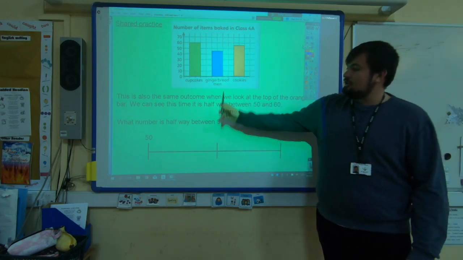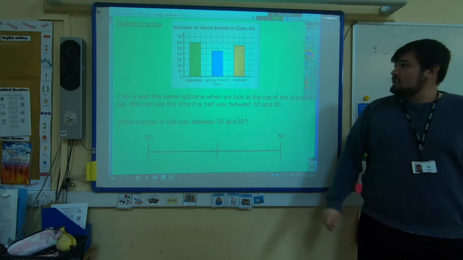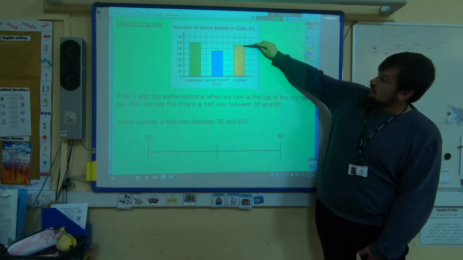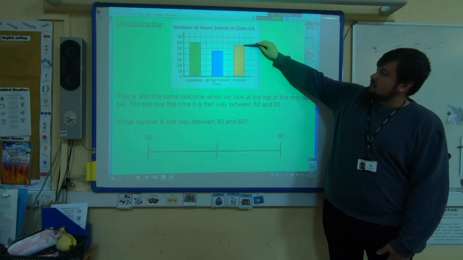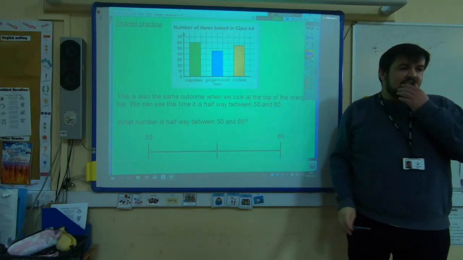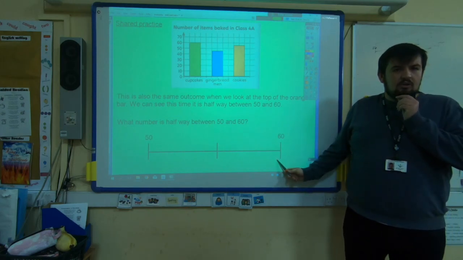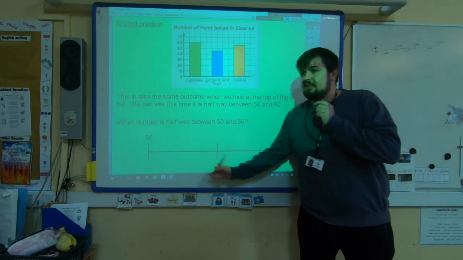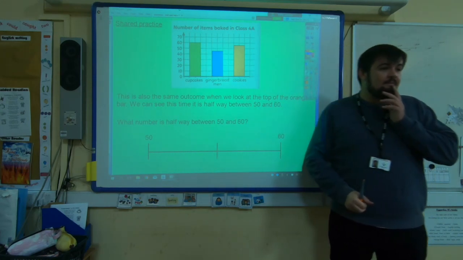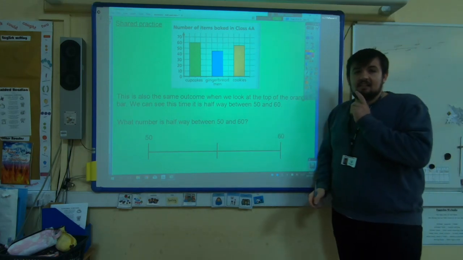Well, we know that for the gingerbread men. What about the orange bar then? You tell me, write it on your whiteboards. The orange bar isn't matched up with 60 and it's just above, so it's above 50 and just below 60. It's halfway between them. So what number comes halfway between 50 and 60? Show me on your whiteboards, write it down. What number comes halfway between 50 and 60?